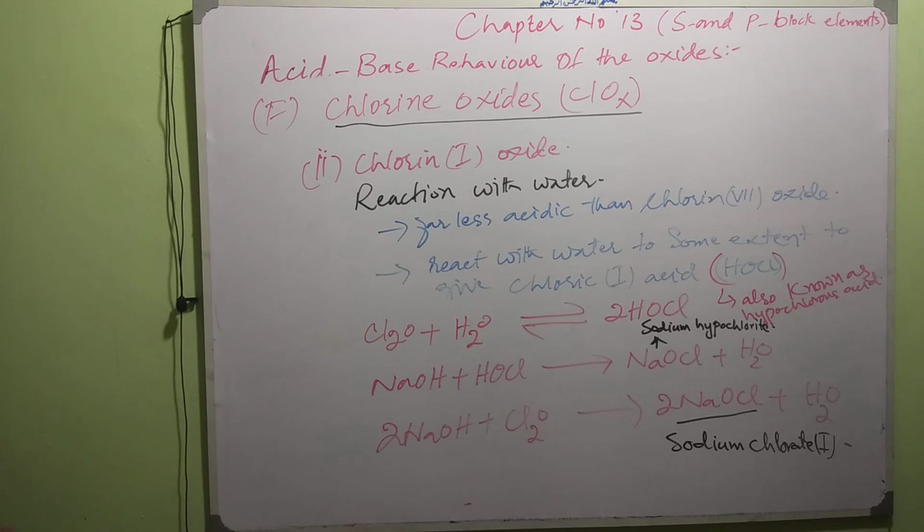So these are the reactions of oxides of chlorine, and we will see the acidic and basic behaviors of the oxides of the period 3 elements. Now we will conclude this topic in this lecture.